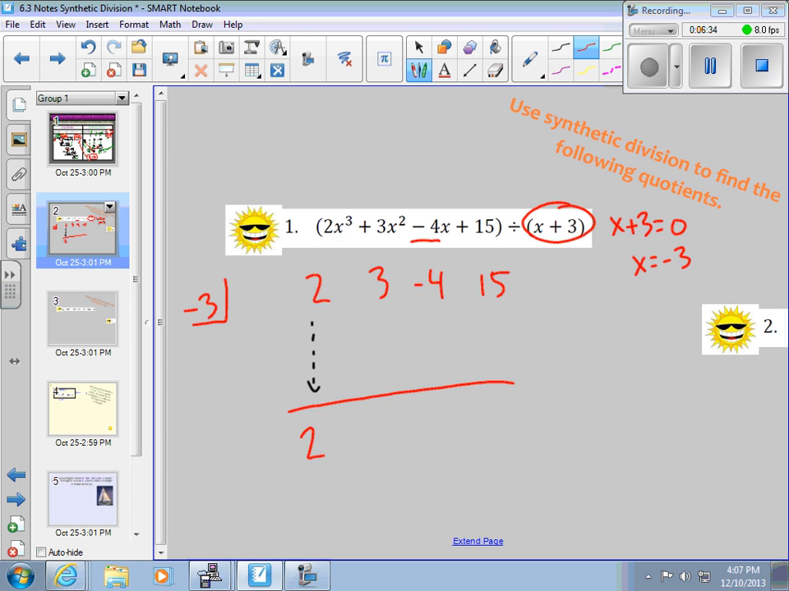Write it in your answer. That's always going to be part of your answer. Now comes the multiplication process again. We're going to multiply this number with the bottom number we got down there and write the result in the next column. So if we take -3 times 2, the result is -6.